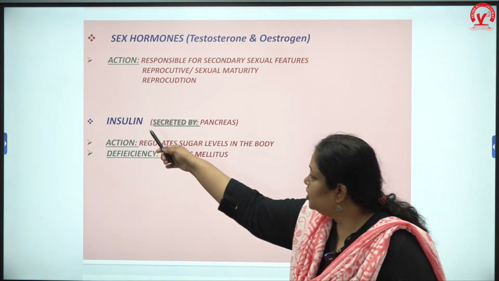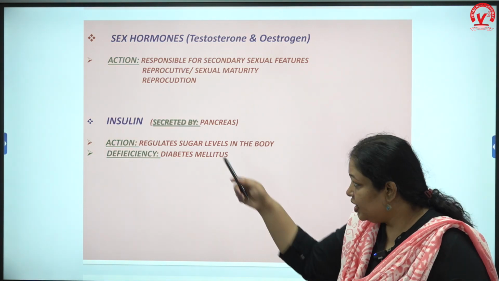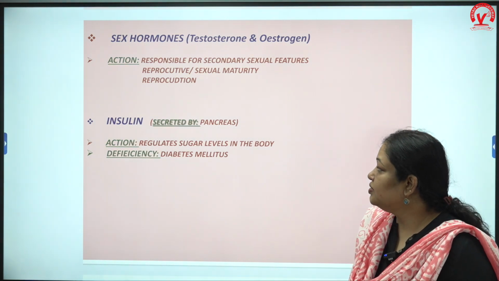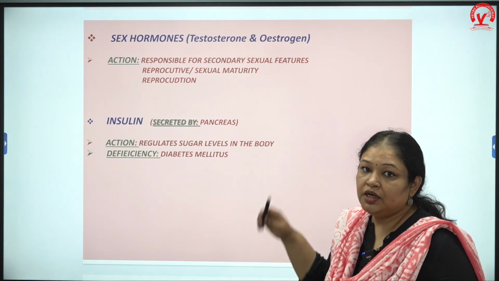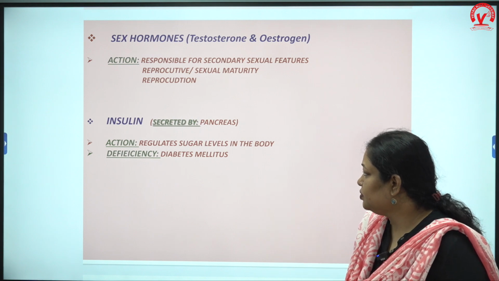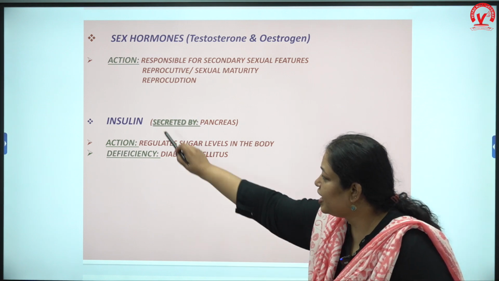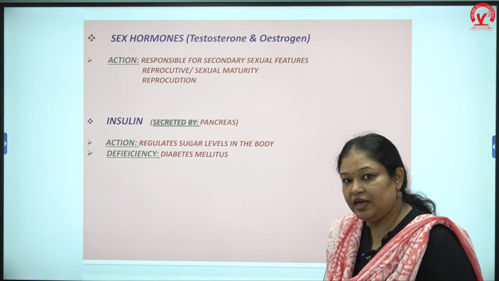And then we have insulin that is secreted by the pancreas, and that is again a hormone, and the action is that it regulates blood sugar levels in the body. Blood sugar levels are regulated by the insulin. I think all of us know that the lack of insulin, deficiency of insulin leads to diabetes mellitus.